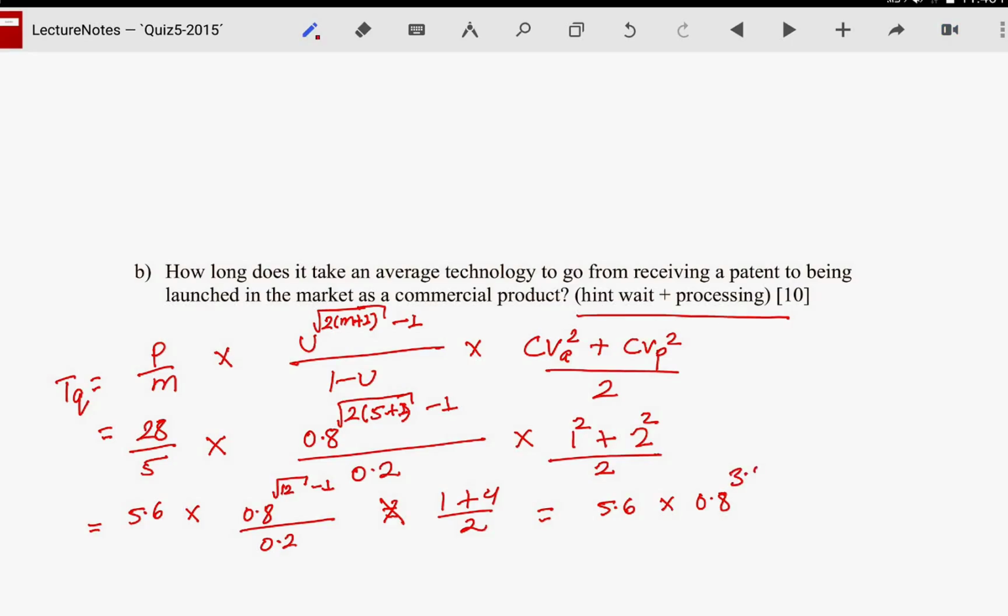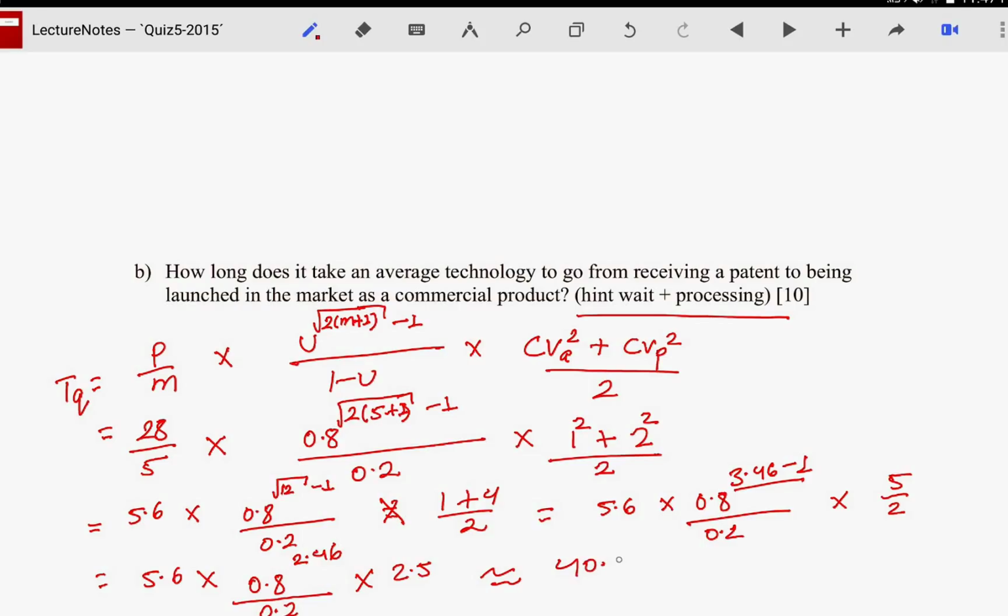It's 3.46 minus 1, which is 2.46. This whole thing is divided by 0.2, times 2.5, times 5.6. So this comes out to be about 40.439 months. Depending on how you round it, this number might be slightly different.